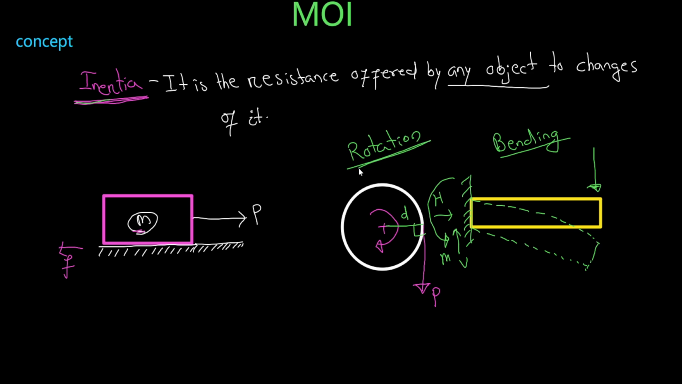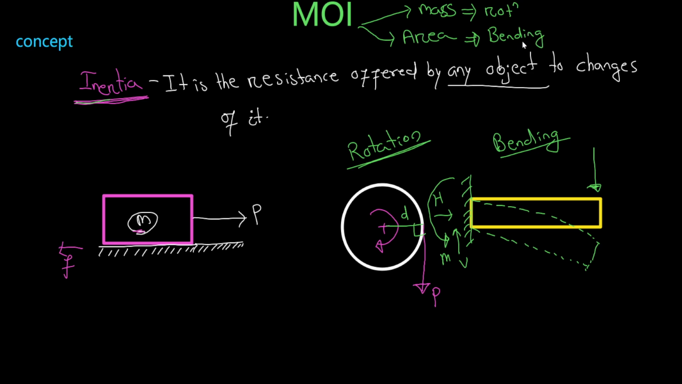I'm saying the moment of inertia is of two types. The first is the mass moment of inertia. The second one is the area moment of inertia. The mass moment of inertia is responsible for resisting the rotation. The area moment of inertia is responsible for resisting the bending. These are the two types of inertia.